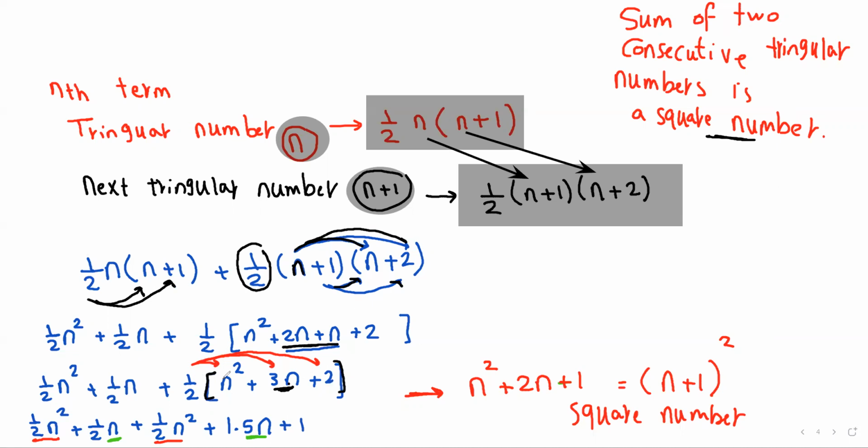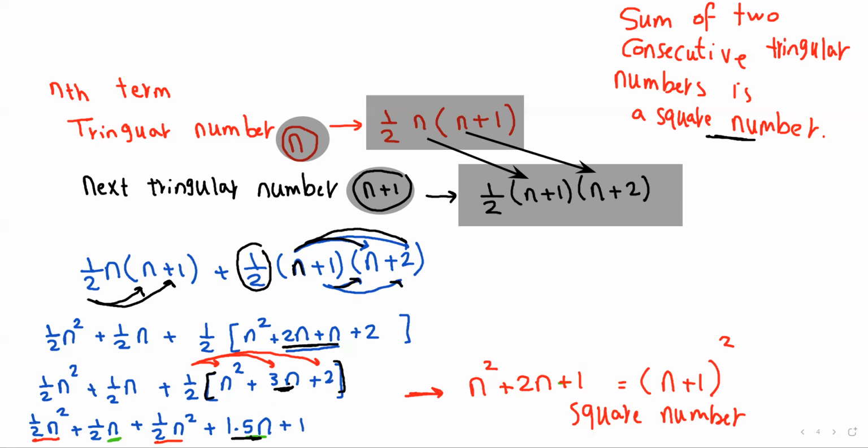Then multiply this half here by all terms of the expression. So half multiplied by n to the power of 2 equals half n to the power of 2. And half multiplied by 3n will be 1.5n. And half multiplied by 2 equals 1. Great.